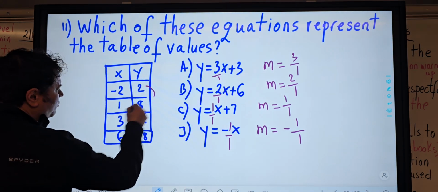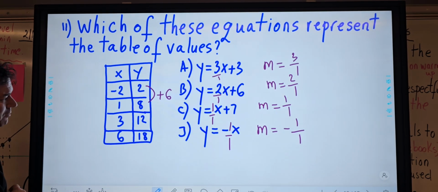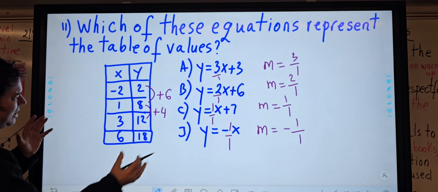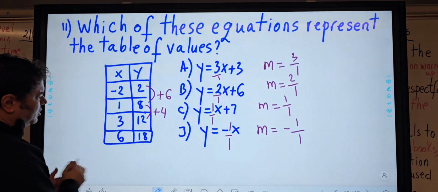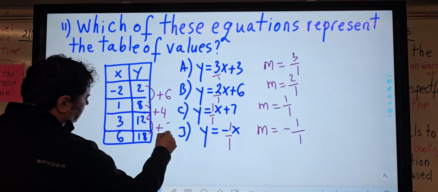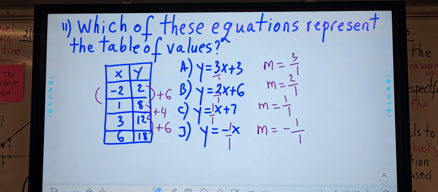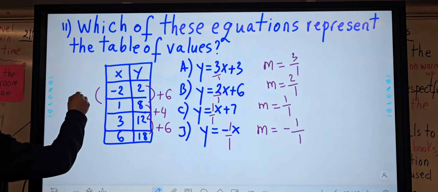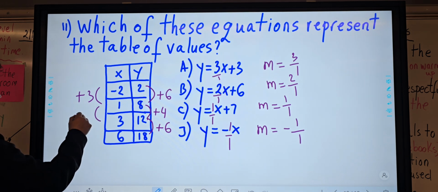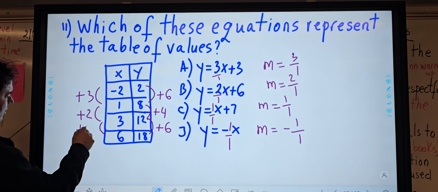Okay, let's see, from 2 to 8 we are adding 6. From 8 to 12 we are adding 4. Not really consistent, but we'll see if we find other patterns afterwards. From 12 to 18 we're adding 6. Now let's take a look at the x values. From negative 2 to 1, we are adding 3. From 1 to 3, we are adding 2. And from 3 to 6, we are adding 3.